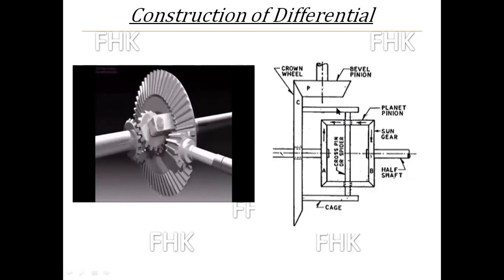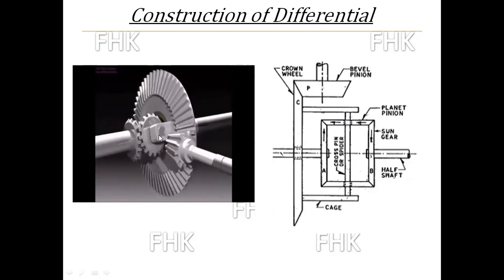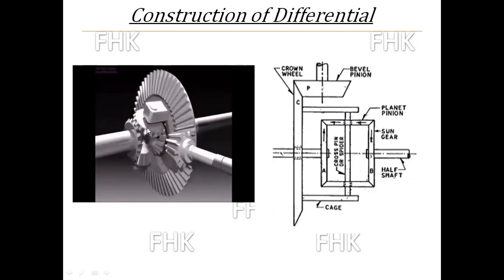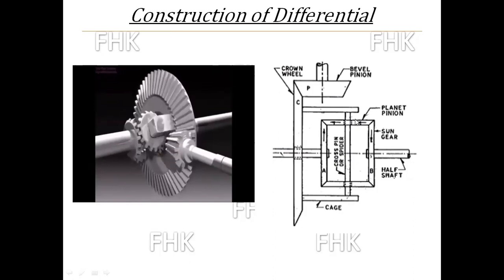Now to that cage, two planet pinions are mounted. Two planet pinions are hinge supported, pivoted to that cage. These two are called planet pinions, which are directly pivoted to that cage. These are called planet pinions.